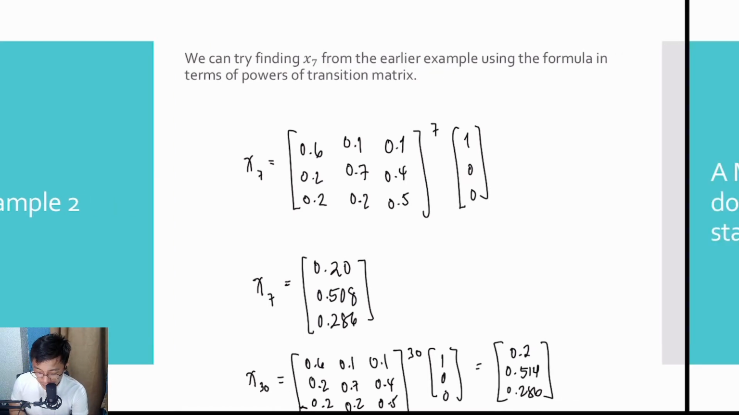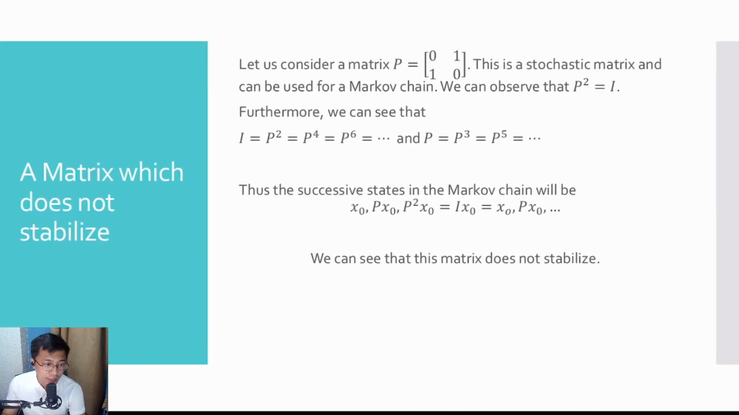All right. Let's just discuss some concepts that involve Markov chains. Now, we can define a matrix that doesn't stabilize. So let's consider the matrix here, P equals 0 1 1 0. This is a stochastic matrix because if you add the values of the columns, it's still 1. And it can be used for a Markov chain.